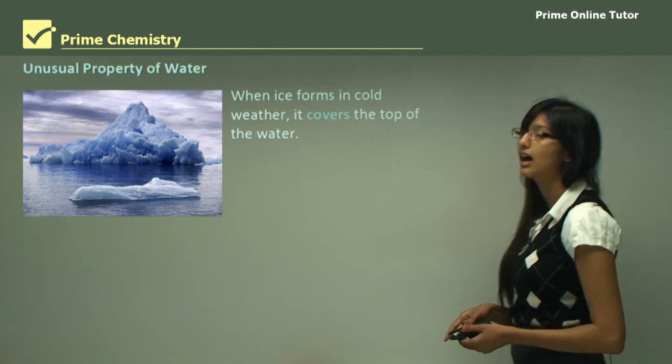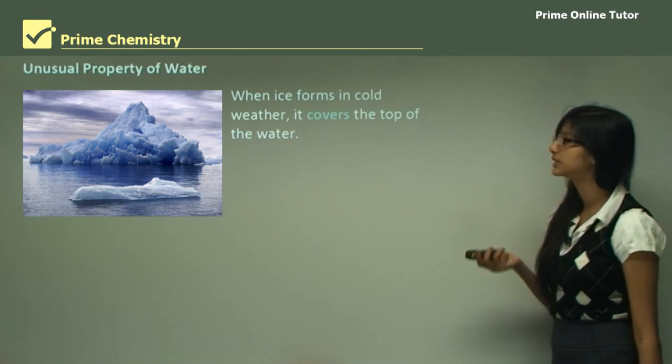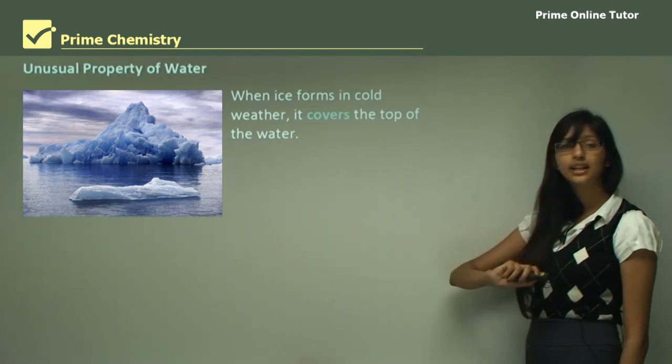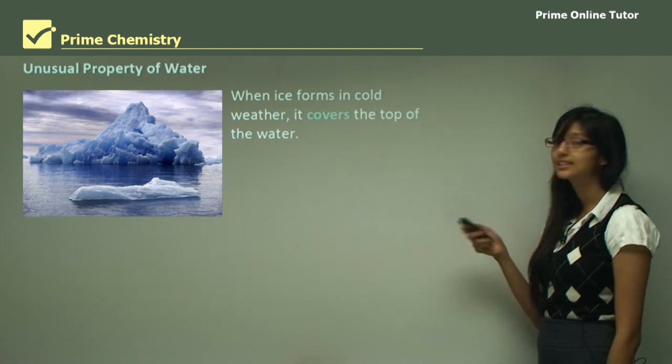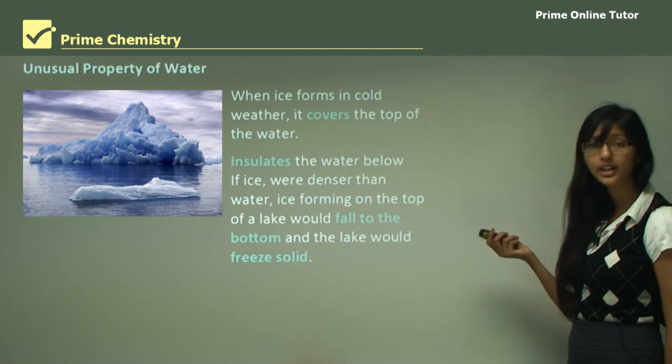Now let's look at how this has a major role in our environment. When ice forms in cold weather, it covers the top of water. Again, it insulates the water underneath it. So it acts as an insulating layer, which insulates the water below.